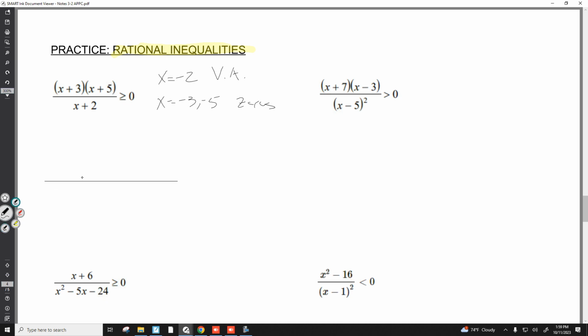Step two, bring back your friend, Mr. Numberline. Put all of these points down. These are our important X values where we have possible sign changes. All of our zeros, whether they are top or bottom or both, are important X values. We throw them down.